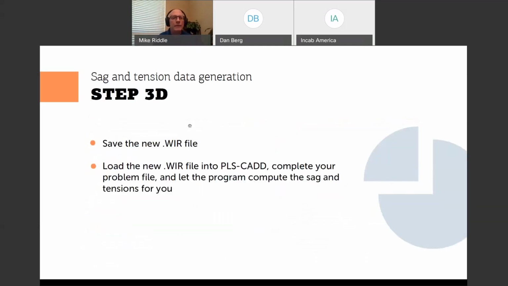After you've updated the information, you then save that new wire file and load it into PLS CAD. Complete your problem file by checking all your loading conditions that we talked about earlier in the presentation, add your span information, and then let the program compute everything for you.